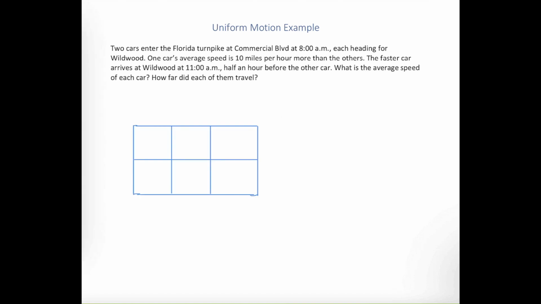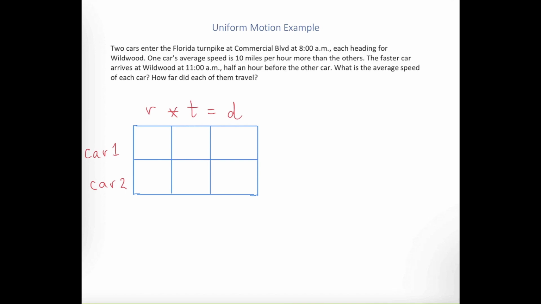For a uniform motion problem, I recommend drawing a 2x3 box to help organize the given information. One row will be labeled and hold everything to do with the first car, and the other row will hold all the information for the second car. Our column headers are arranged so the first two columns multiply together to give the third: rate times time gives the distance. This is the arrangement of our table.